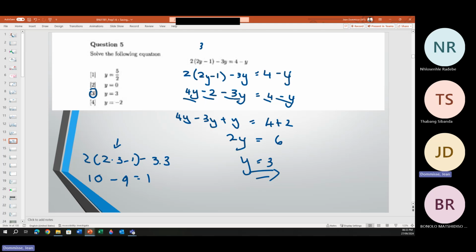And this is the left-hand side. And then on the right-hand side, we can just check. The right-hand side is 4 minus 3, which is equal to 1. So you can see left-hand and right-hand side are equal. So it does show us that y is equal to 3 is the correct answer.